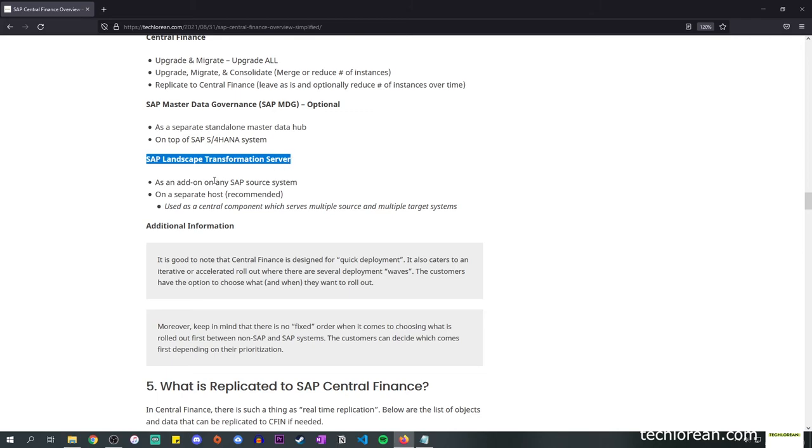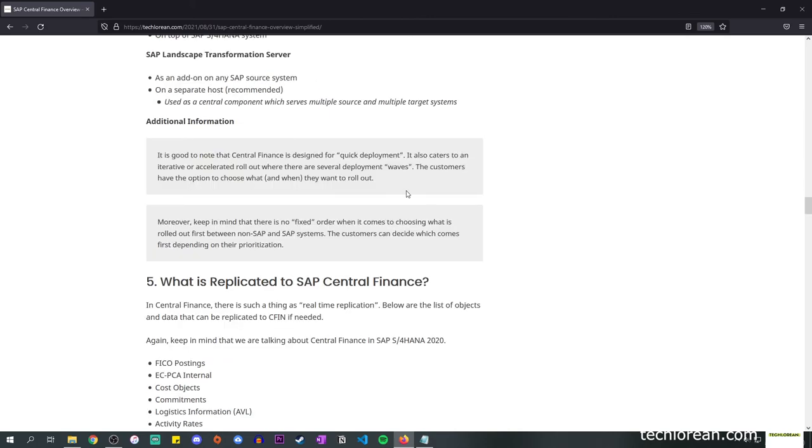Lastly, we have SLT. So for the deployment option, you can deploy it as an add-on to any SAP source system. And this can also be deployed on a separate host. This is the recommended. In this case, for this tutorial, we will be taking the scenario wherein it's added as an add-on to our Central Finance system.